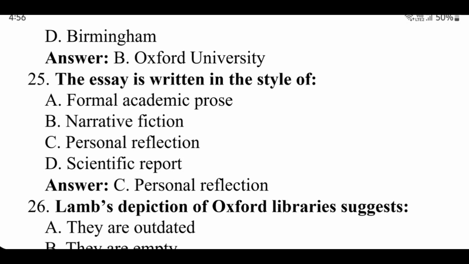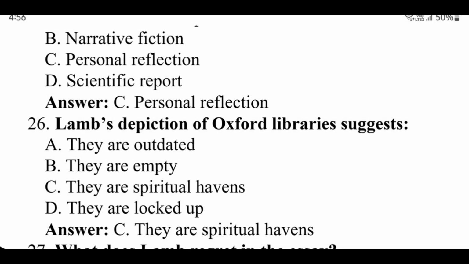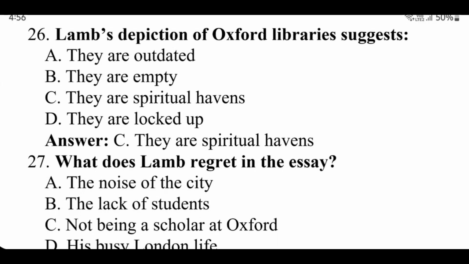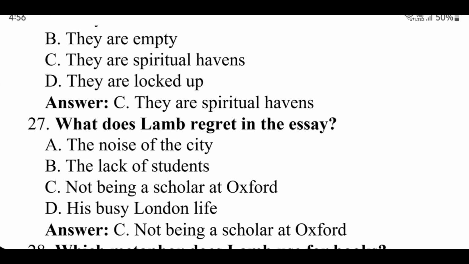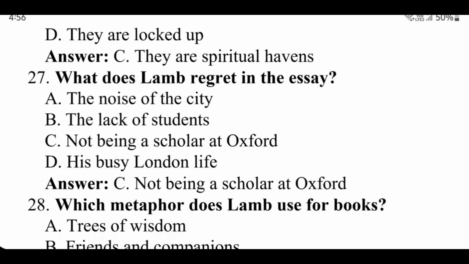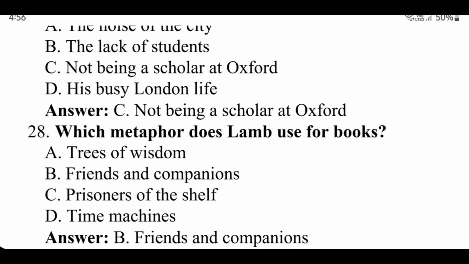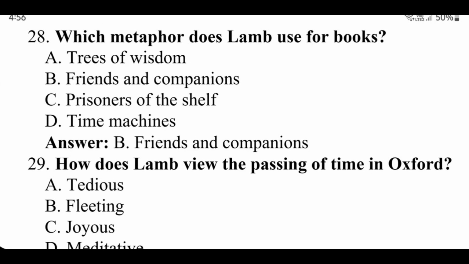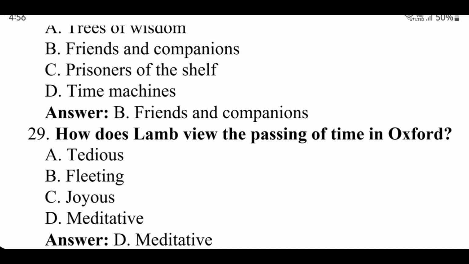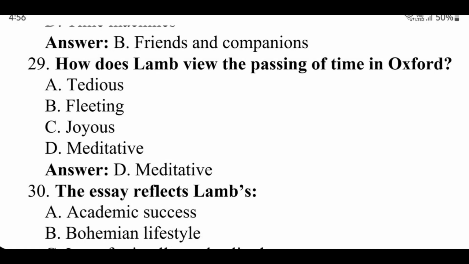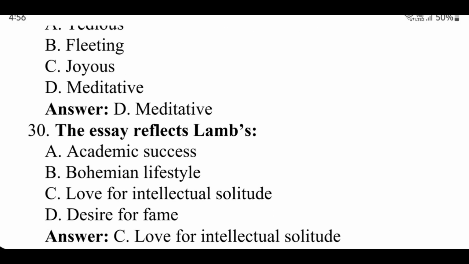Lamb's depiction of Oxford libraries suggests that they are spiritual heavens. What does Lamb regret in the essay? He regrets not being a scholar at Oxford. Which metaphor does Lamb use for books? He used friends and companions for books. How does Lamb view the passing of time in Oxford? As meditative. The essay reflects Lamb's love for intellectual solitude.